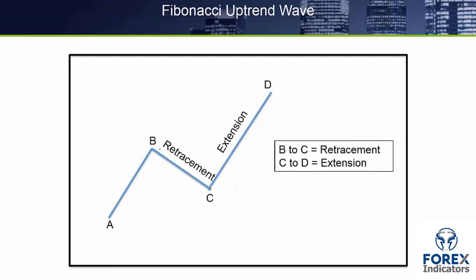B to C is what we call a retracement. It's the pullback, and C to D is the extension. So if you want to trade with the trend, you're going to be looking to trade C to D extensions, and if you're happy to trade against the trend, then you could be looking for these retracements.